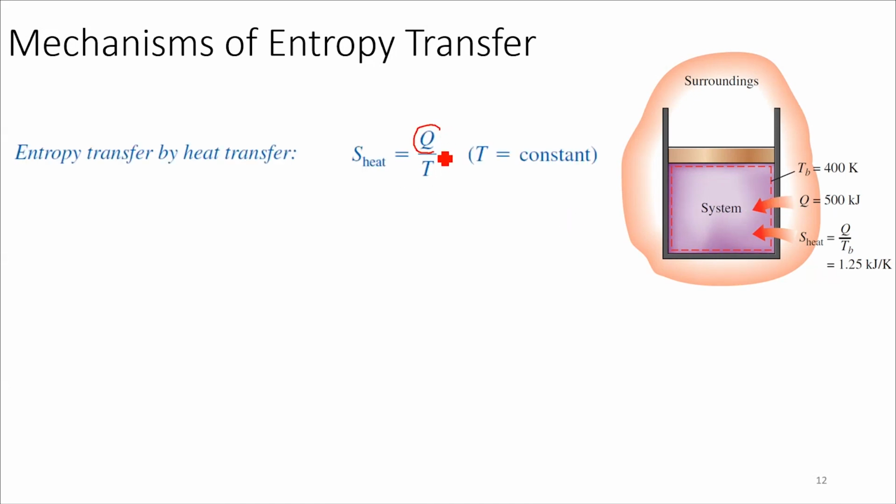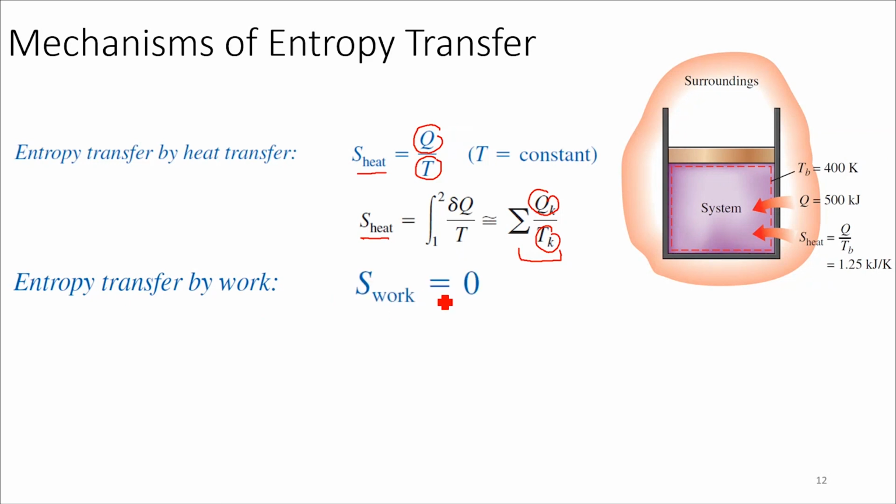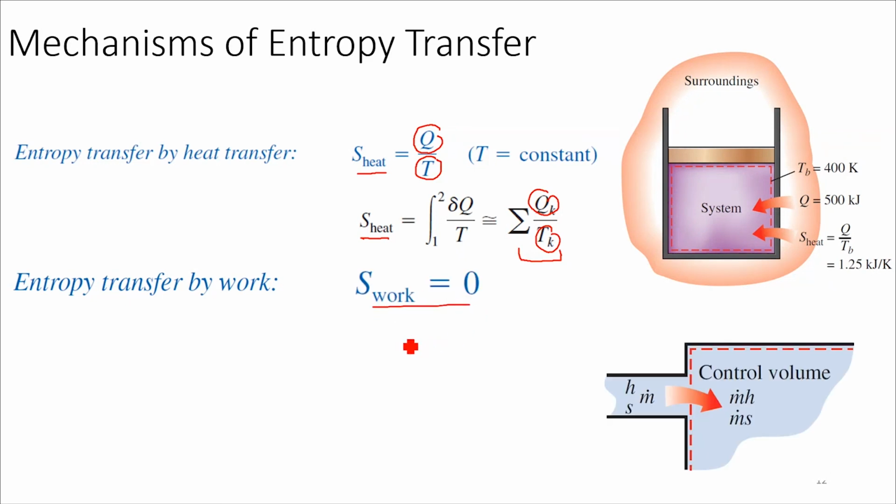So if there is heat flowing into or out of the system at a constant temperature, it will contribute towards entropy due to heat. If there are multiple additions of heat coming in at multiple temperatures, you'll have to sum them up together to get the entropy contribution to the system. And entropy transfer by work is essentially 0. There is no entropy due to work, and entropy transfer due to mass is basically the mass flow rate multiplied by the entropy of that mass at that condition. This you can find out from the property tables.